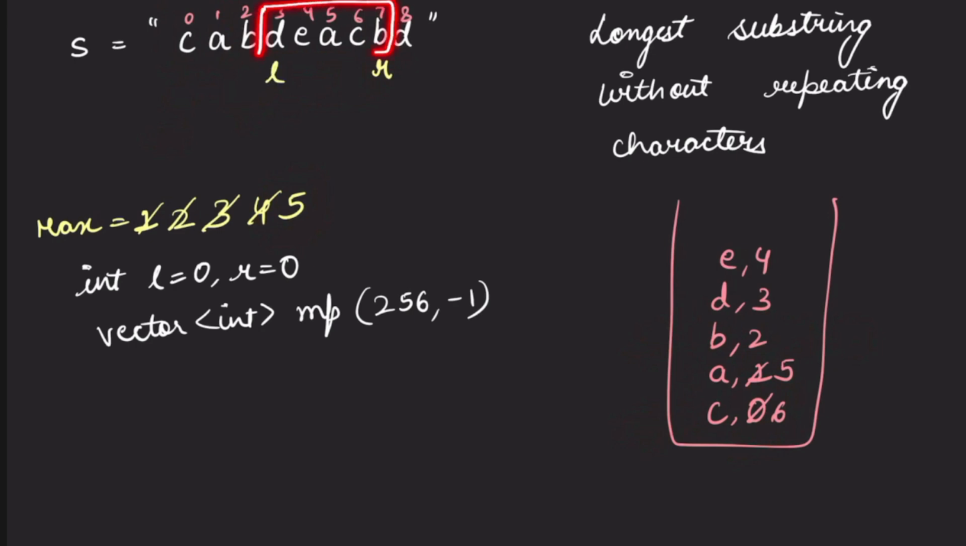D, E, A, C, B. Here every character is appearing only once. The length is 5. Max length is already 5. We won't update it, but we will surely update the index of B, which will now become 7.